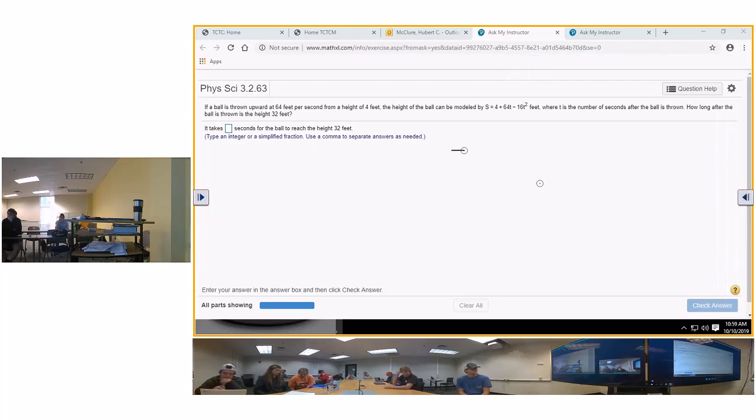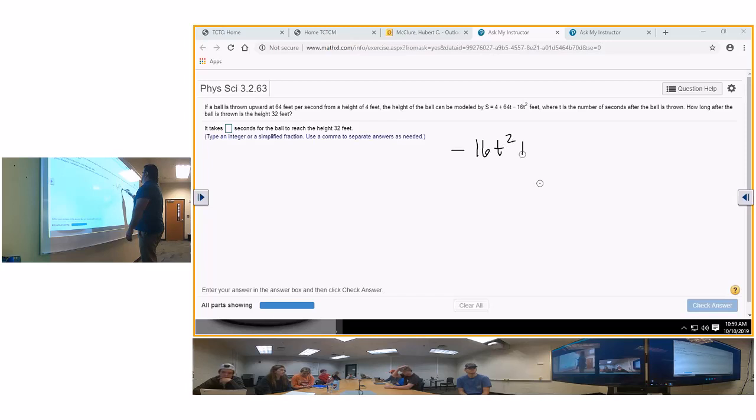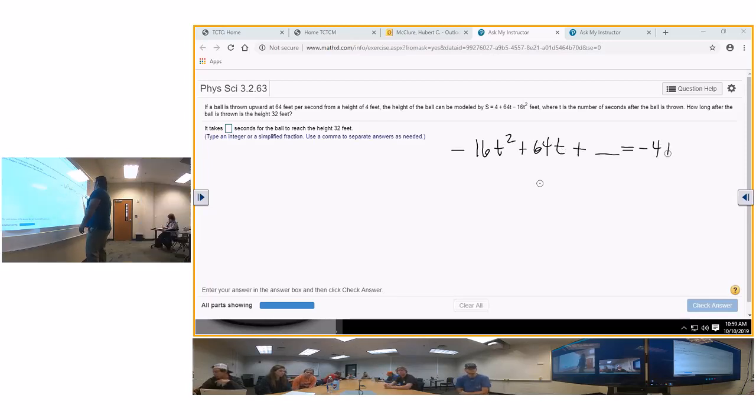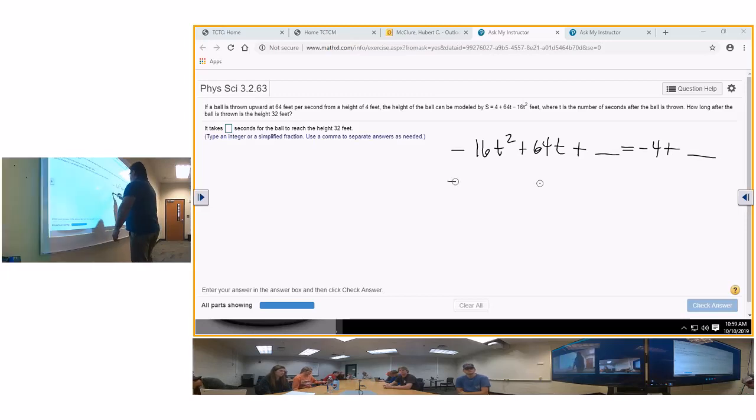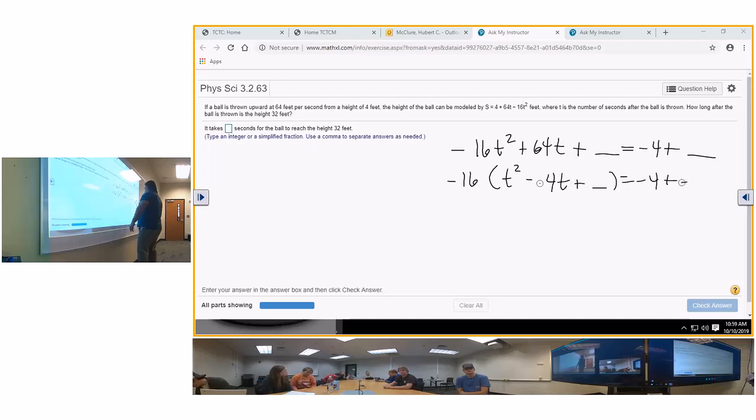Negative 16t squared plus 64t plus blank is equal to negative 4 plus blank. Factor out the negative 16. That's going to give you t squared minus 4t plus blank is equal to negative 4 plus negative 16 times blank. Half of 4 is 2, squared is 4. And that's going to be negative 16 times (t minus 2) quantity squared is equal to negative 64 minus 4, which is negative what? 68. There's your vertex.